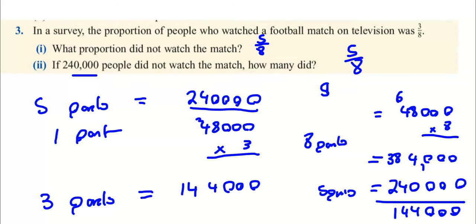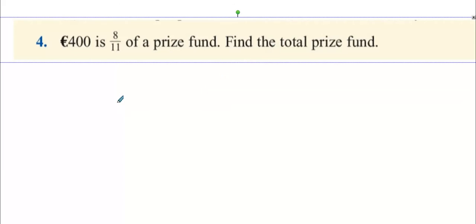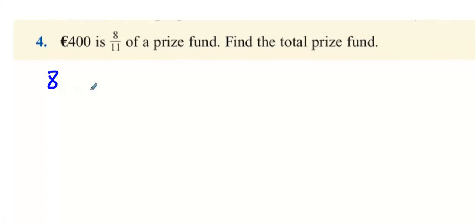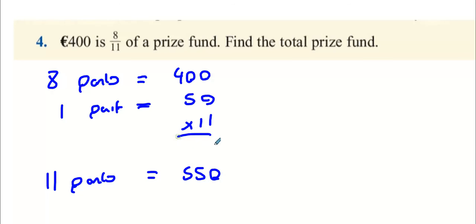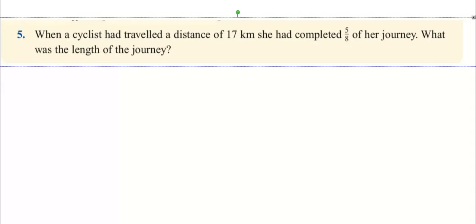Okay, question 4. Now please remember, you have 8 parts out of 11 parts here. That's what 8 out of 11 means. And you know that 8 parts is 400. That means 1 part will be 400 divided by 8, which is 50. And this means 11 parts would be 50 multiplied by 11, which is 550.